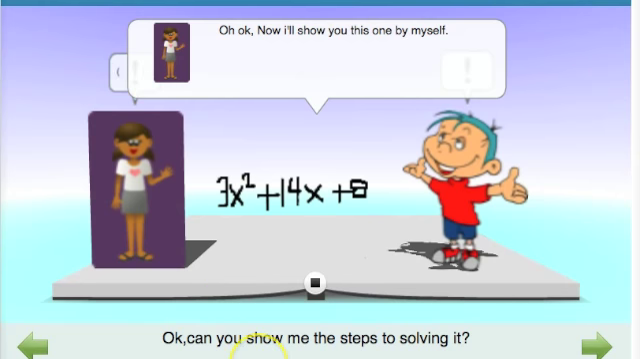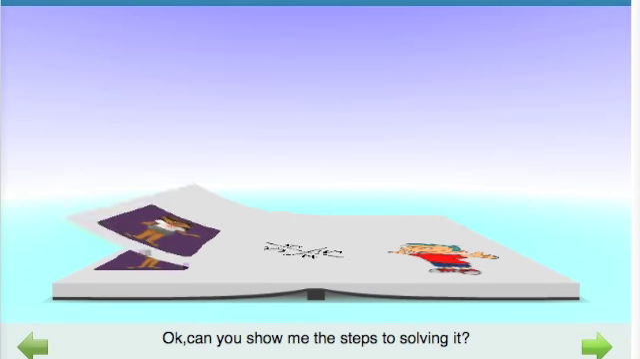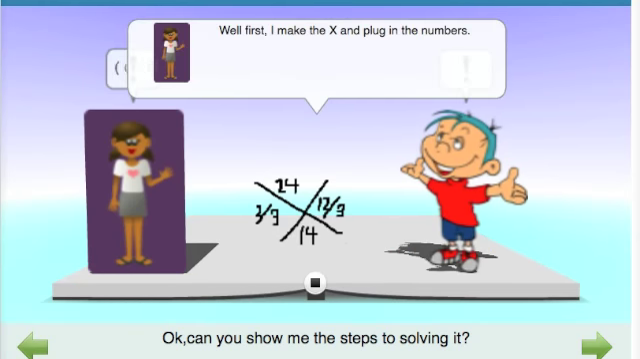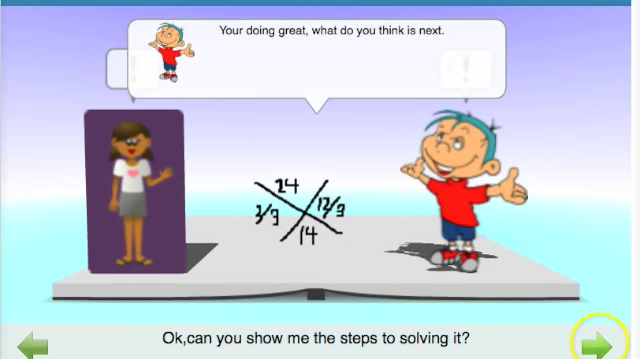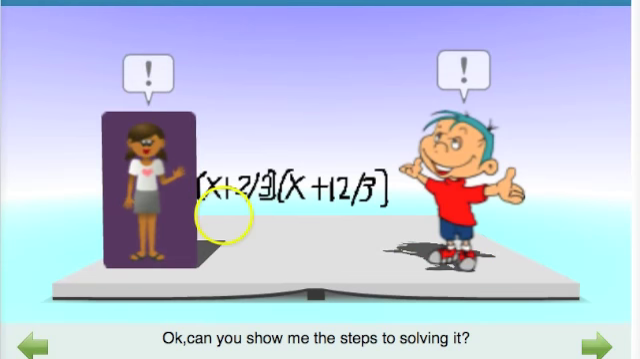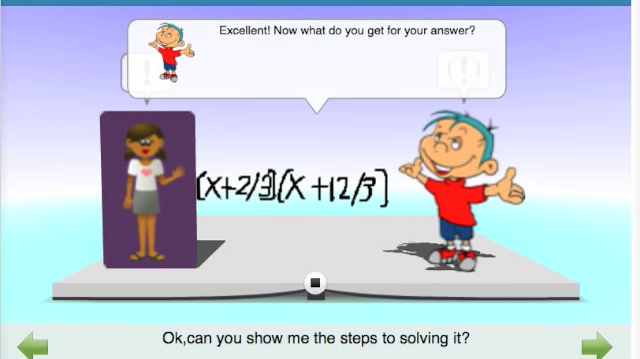Oh, okay, now I'll show you this one by myself. Sure, that sounds great. Well, first I make the x and then plug in the numbers. You're doing great. What do you think is next? Then you divide 3 to both sides. Excellent. Now what do you get for your answer?